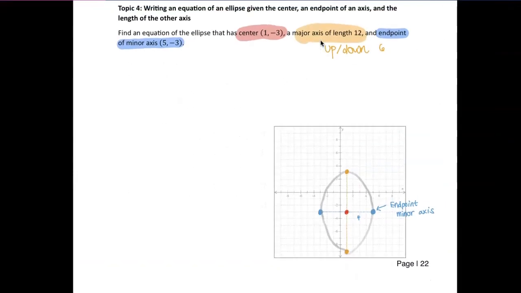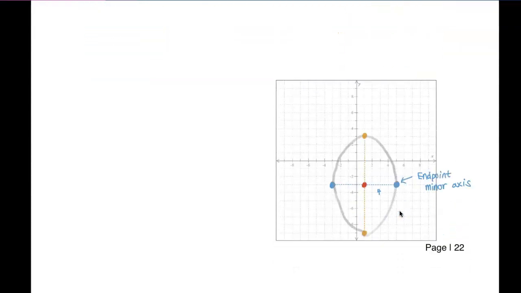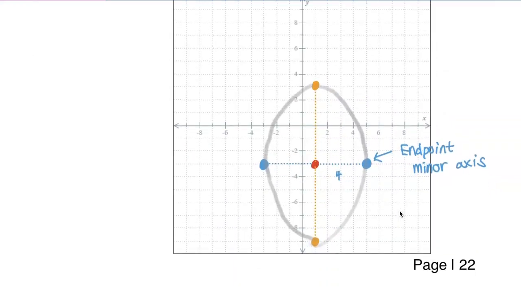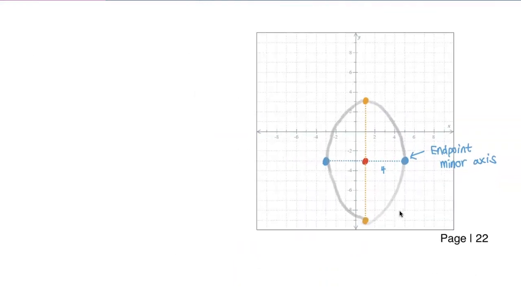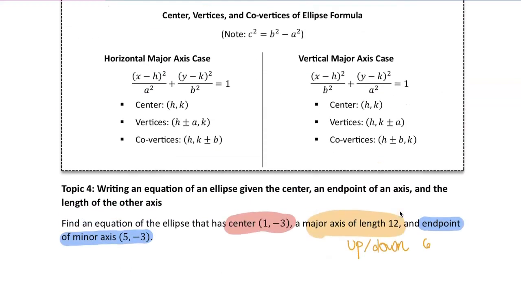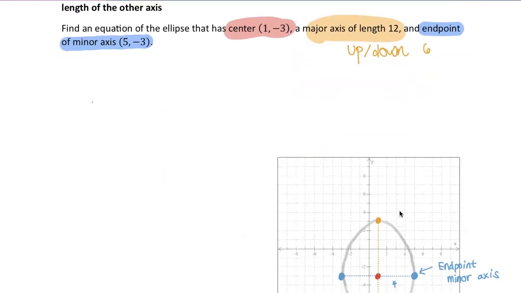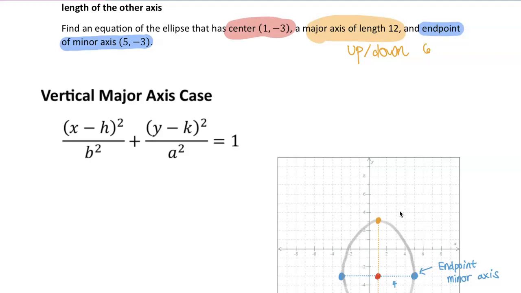Now, they do want us to find an equation for this, right? So let's try to write the equation of this ellipse that we just graphed, okay? If you go to the notes part, now we're looking at a vertical ellipse, right? This is longer up and down, okay? So I will show you the equation for the vertical major axis case. So I'm gonna copy that down here, okay? Copy it here. Let's try to write the equation.